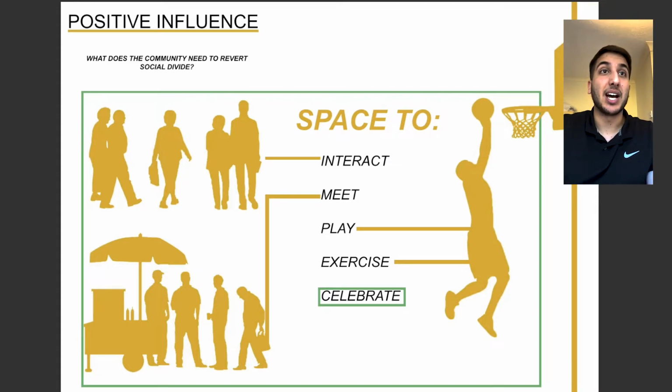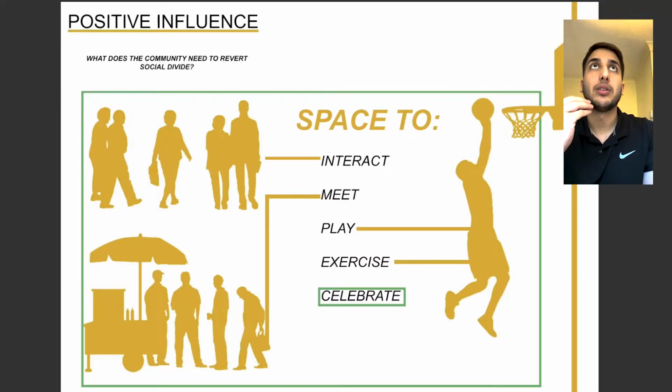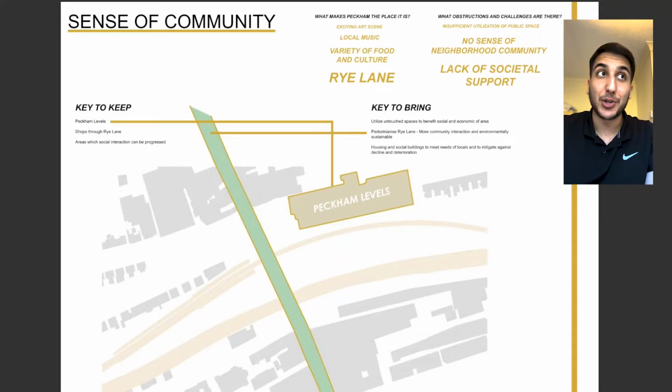Positive influence. Peckham, what does the community need to revert social divide? Spaces to interact, meet, play, exercise, celebrate. And all of those factors that I identified in a couple slides before, all of that leads to a celebration of the diversity and the rich culture within Peckham itself. Sense of community.